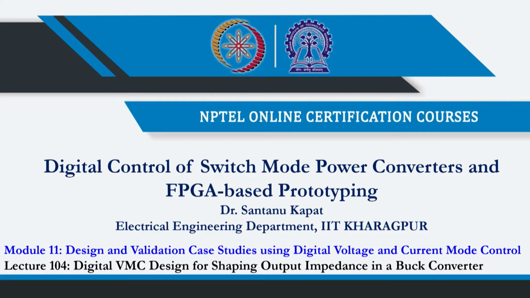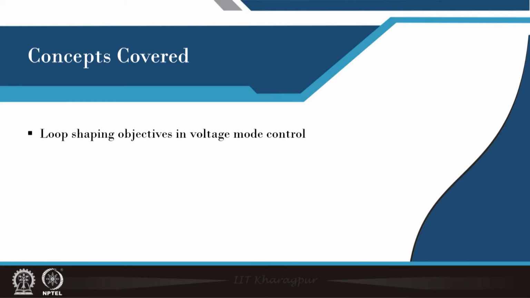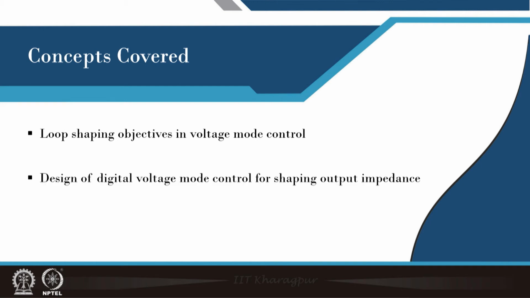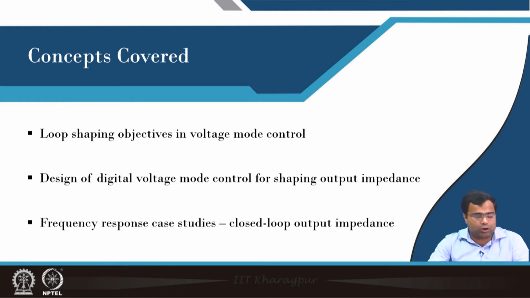Welcome. In this lecture, we are going to talk about digital voltage mode control design for shaping output impedance in a buck converter. So, in this lecture, we are going to talk about loop shaping objective in digital voltage mode control. These things we have already discussed. We want to show the design of digital voltage mode control for shaping the output impedance and the frequency response case study for closed loop output impedance.